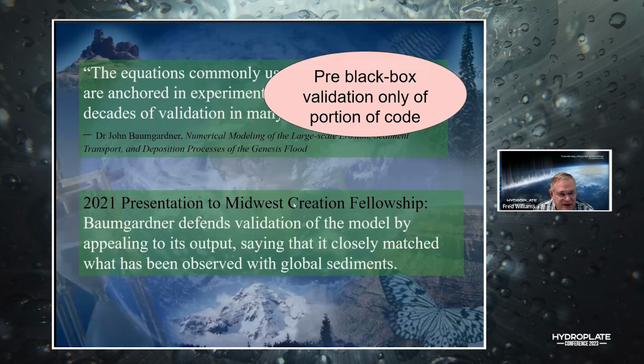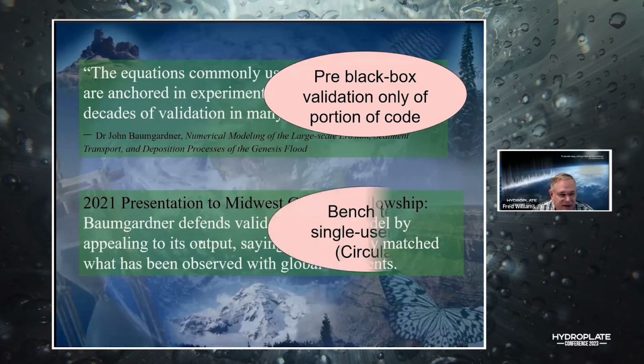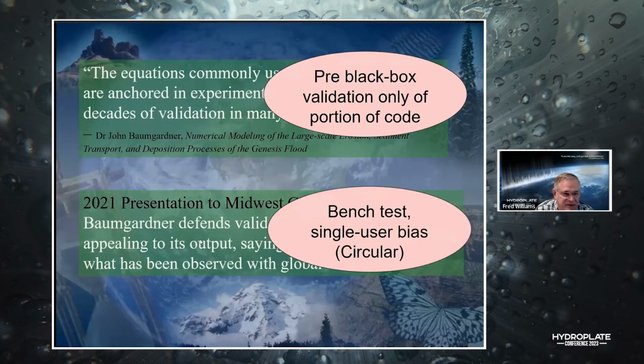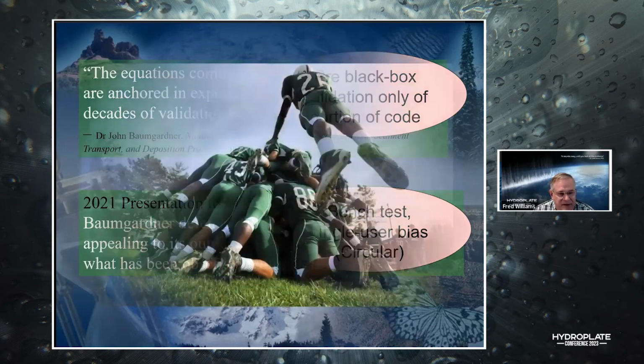At the 2021 presentation at Midwest Creation Fellowship, Baumgartner spent pretty much 90% of his talk trying to validate his Mabul model and explaining the mile deep sediments around the globe. His only evidence is a model, and that's very questionable. He defended the validation of the model by appealing to its output, saying that it closely matched what has been observed with global sediments. Sure would love for him to elaborate on that, but even so, that's not validation. That's the lowest level of validation, and it has single user bias, and it can become easily circular. It would never be accepted in the industrial world.